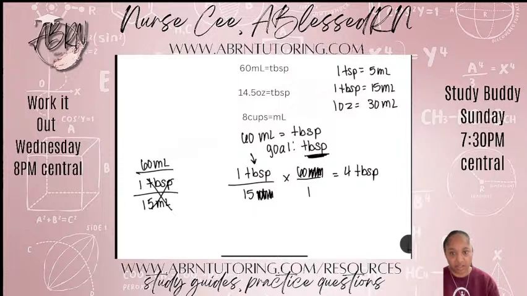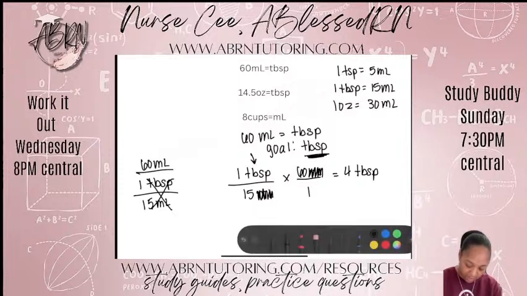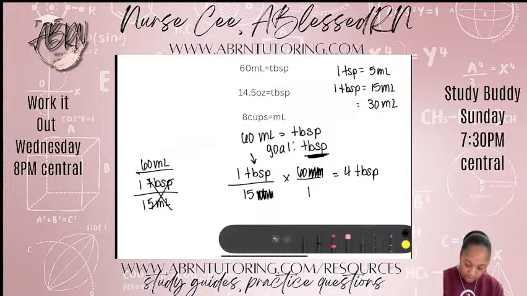Yes, 1 ounce is 30 mLs. Sorry, my Z kind of got a little tipsy. Everybody in the club getting tipsy.